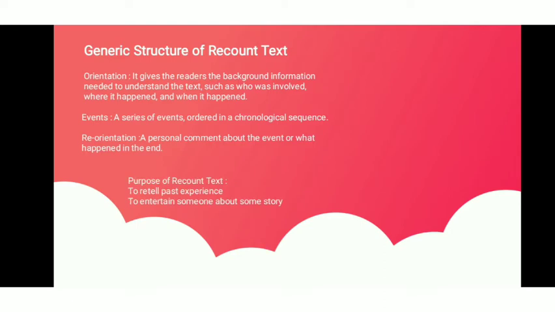Okay, the next is the generic structure of recount text. So the first we have orientation. Orientation gives the readers the background information needed to understand the text, such as who was involved, where it happened, and when it happened. After that we have events, that is a series of events ordered in chronological sequence. And last we have reorientation. So the last part is a personal comment about the event or what happened in the end.